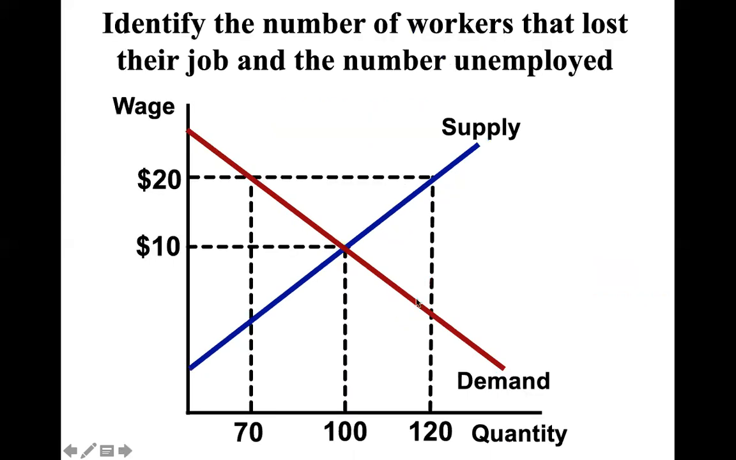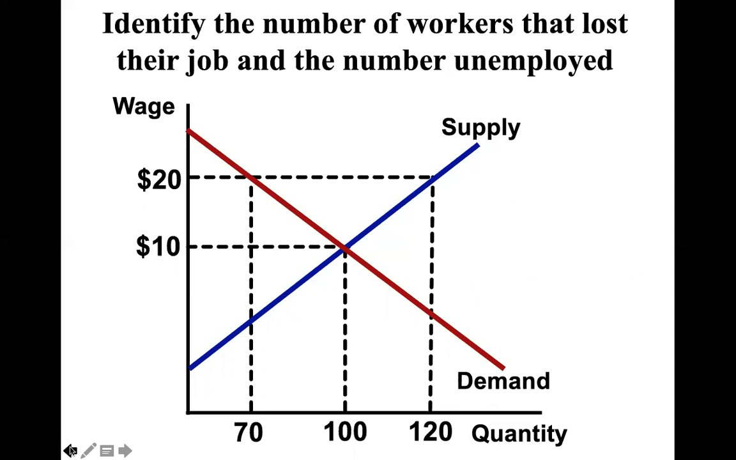Let's do one more practice problem to see if you are getting it. You should be able to see the wage and quantity before the floor, and then as a result of the floor, based on this graph. So what was the equilibrium wage before the minimum wage? It was $10 an hour and 100 people were working.